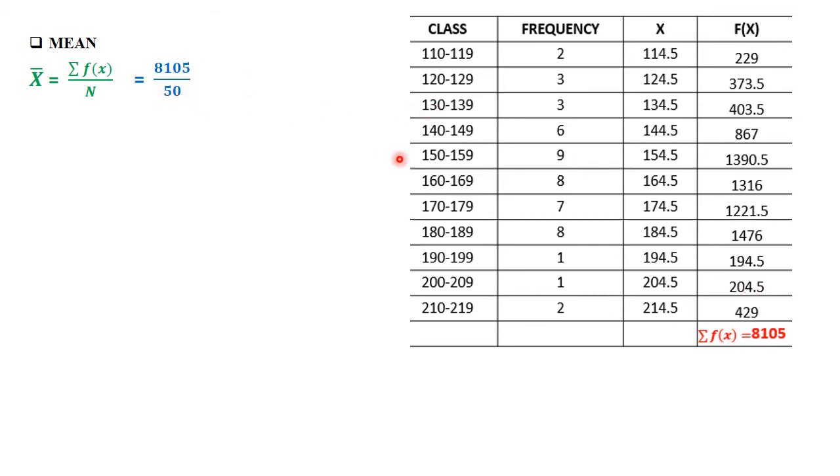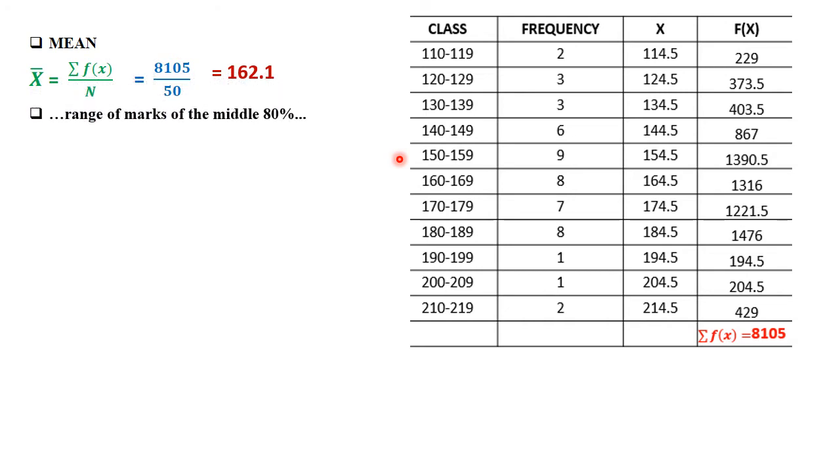8,105 divided by 50, and it will be 162.1. So that's the average that a train would be having on any given occasion using the data they were given at the beginning. Well, having said that, we move on to the next part.